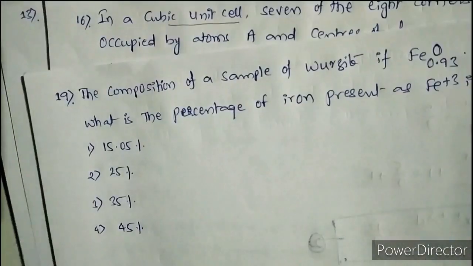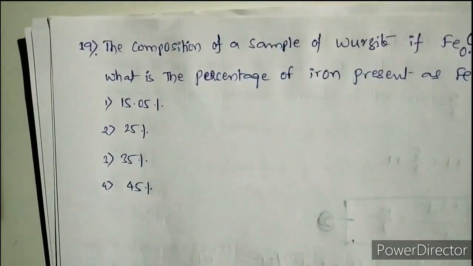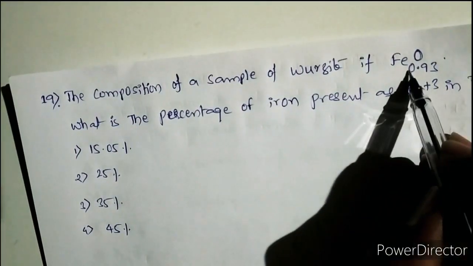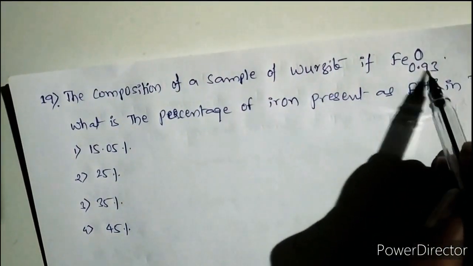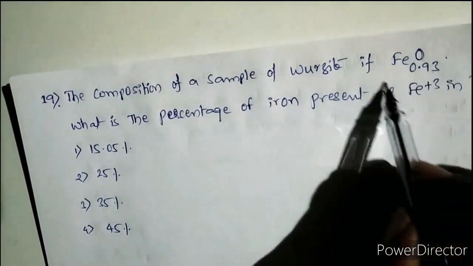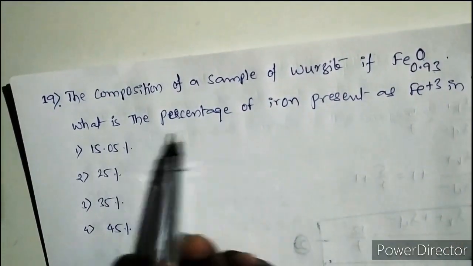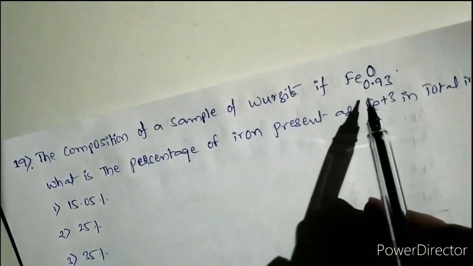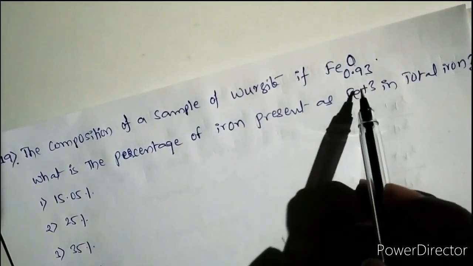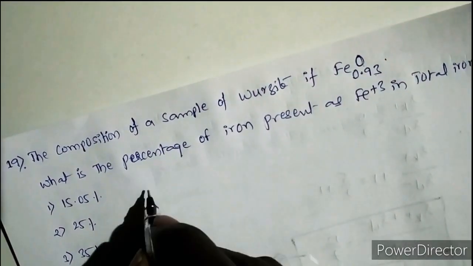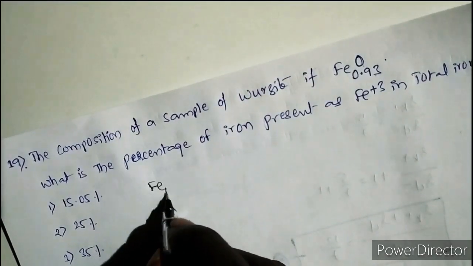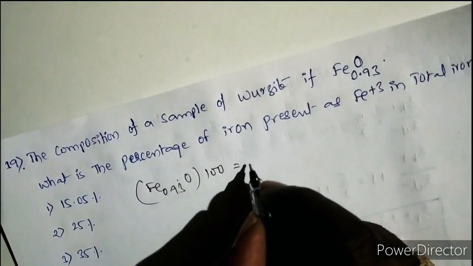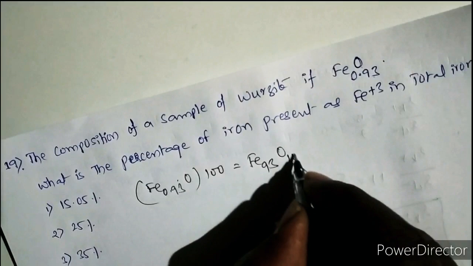This is the 19th question. The composition of a sample of wustite is iron 0.93, not 1 mole, it is 0.93, and 1 oxygen. So they are non-stoichiometric compounds. What is the percentage of iron that is present as iron plus 3 in total iron? So total irons are how many? 0.93. So 0.93 looks a little awkward, so I will make it into bigger numbers. 0.93 into 1 oxygen is there, right? I will multiply this whole thing with 100. It becomes iron 93 and oxygen 100 atoms.